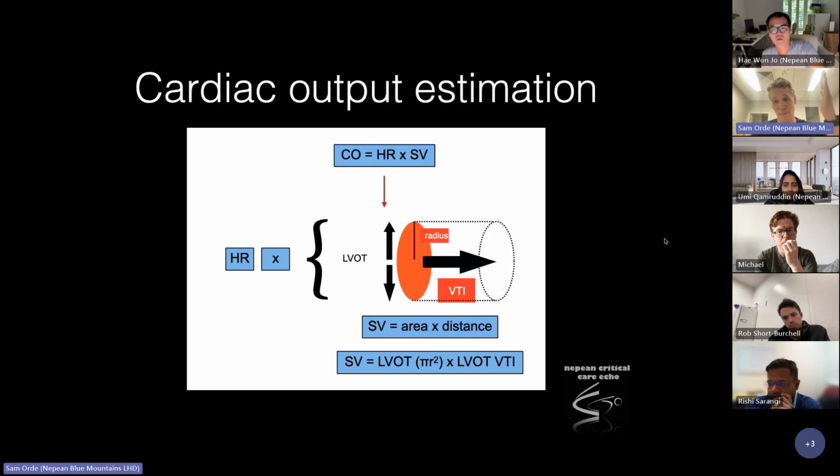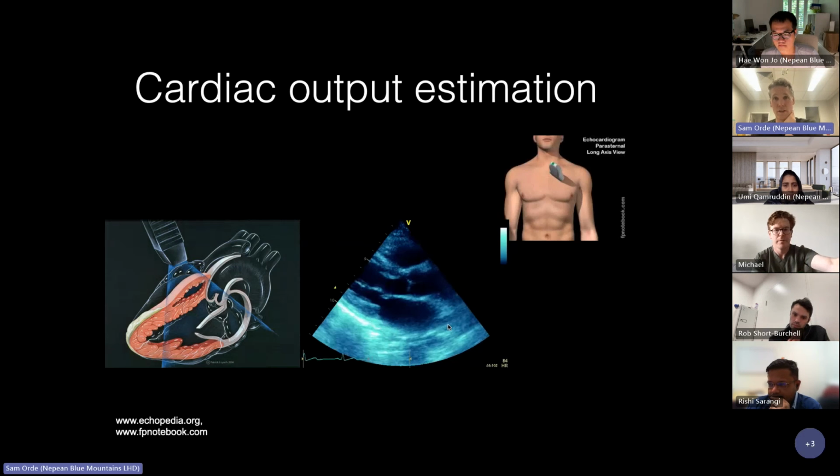And then you can multiply that by the distance that the column of blood at systole moves during the systolic cycle. And that distance is the velocity time integral, or the area under the curve of a pulse wave Doppler, okay? And that's how you get your stroke volume. So to do that, you have to do it accurately. If you do it inaccurately, you're going to get inaccurate measures. And the first measure that you have to get right is your LVOT diameter.